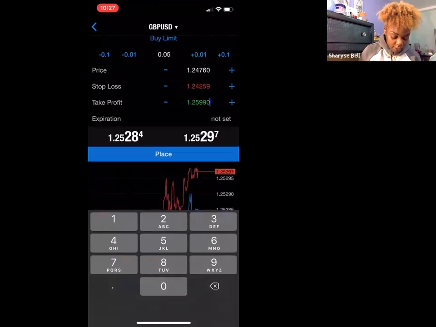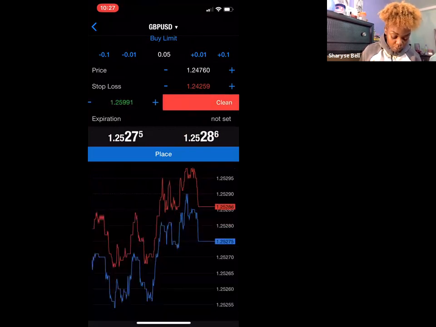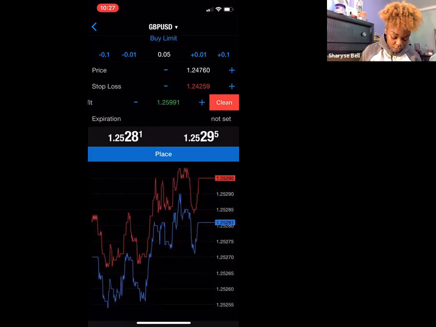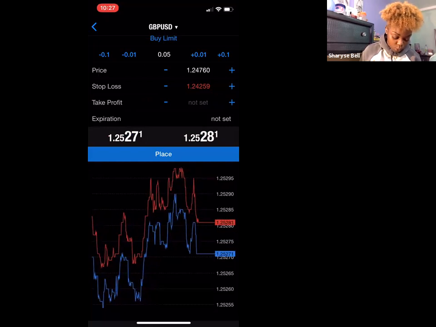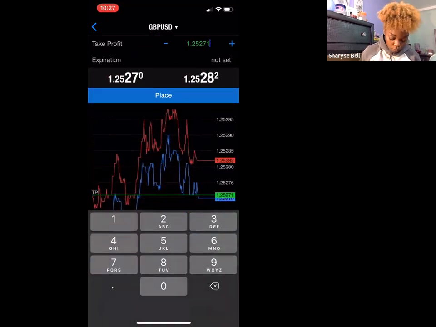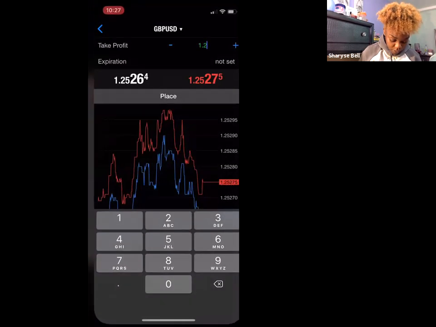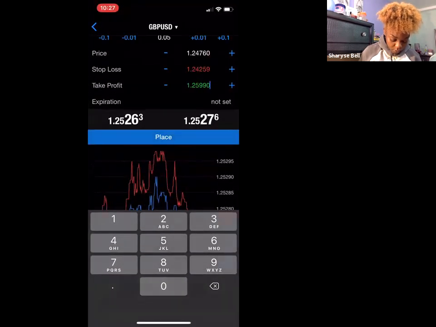Now, family, if you guys ever mess up typing these in and you don't know how to delete or whatever the case is, you can literally swipe to your left. That clean number is going to come up, and it'll just wipe out the number completely for you. All right. Because when you do tap that box, a number will pop up. So what was that last number? 1.25990. Going to hit place.